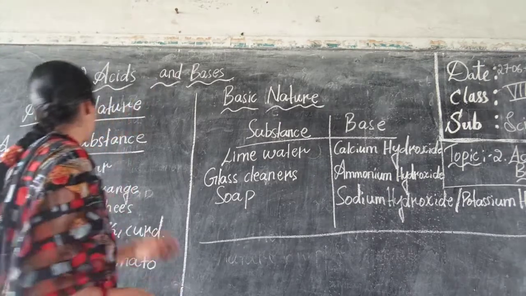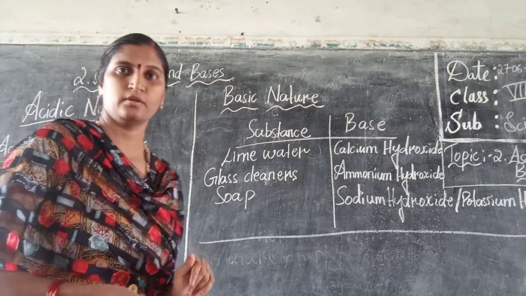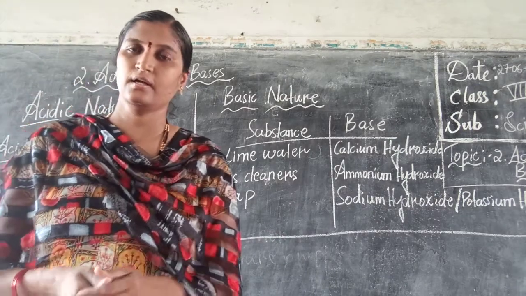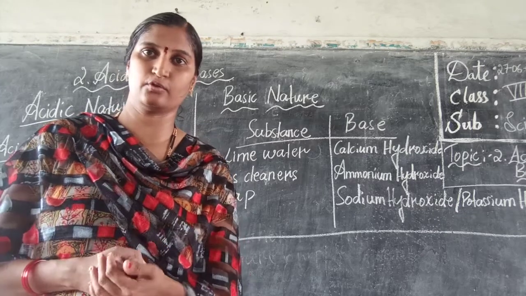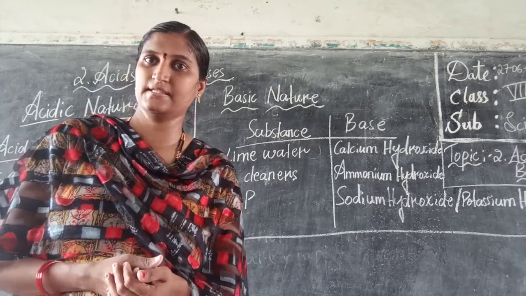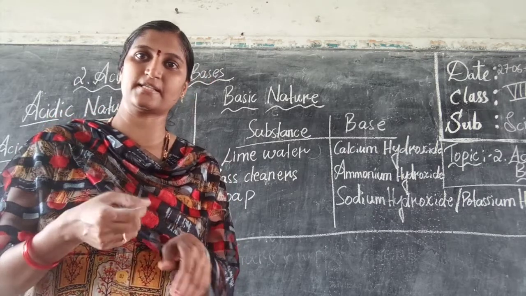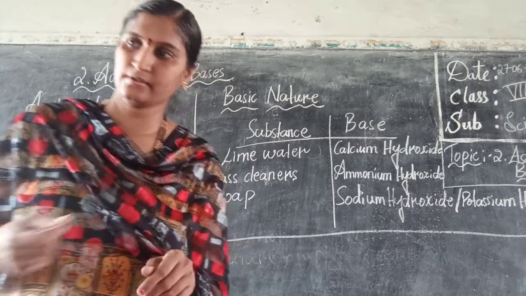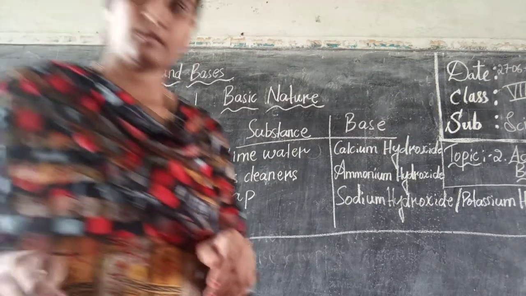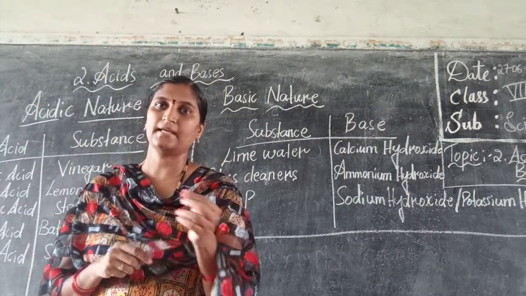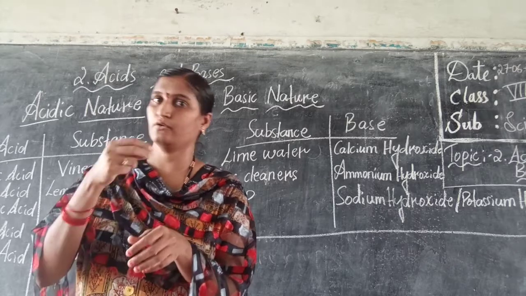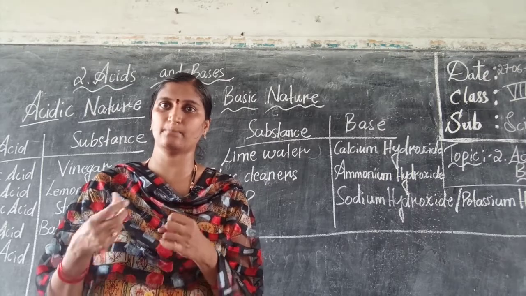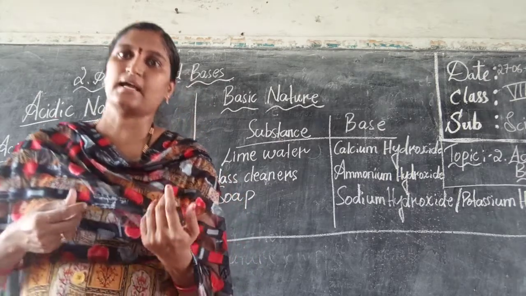Okay, now let us discuss acidic nature and basic nature. First, the acidic nature. Before that, you might have experienced an ant bite. How do you feel when an ant bites you? You might have experienced a burning sensation. That burning sensation is because the ant contains formic acid. When it bites, it injects formic acid, and due to that we feel a burning sensation. So it is acidic in nature.